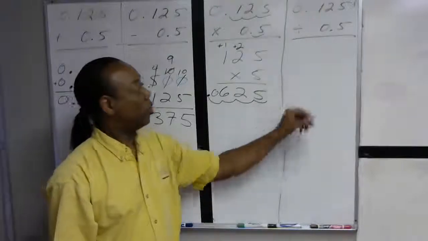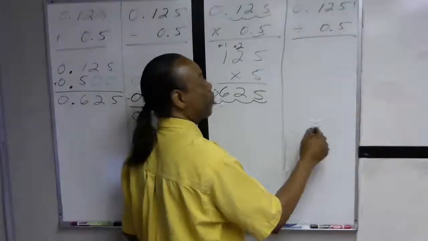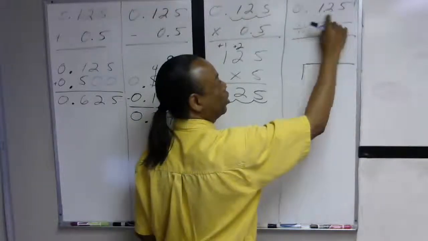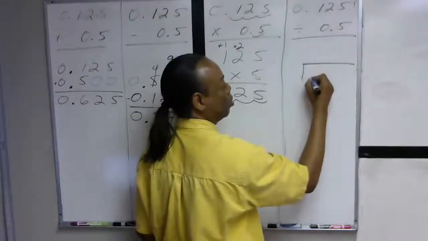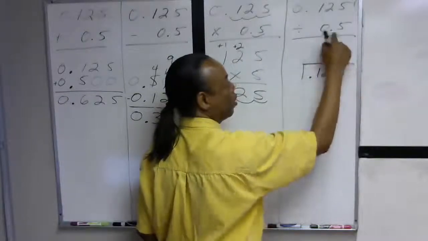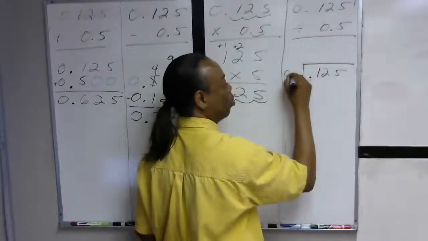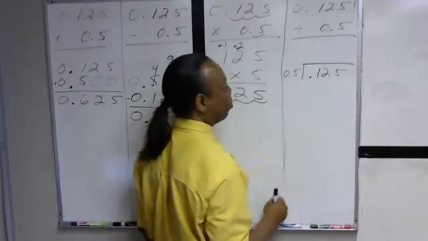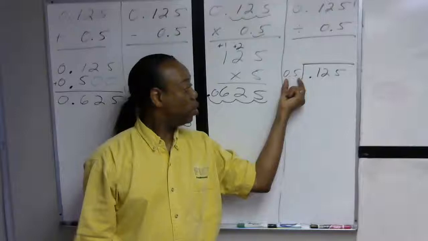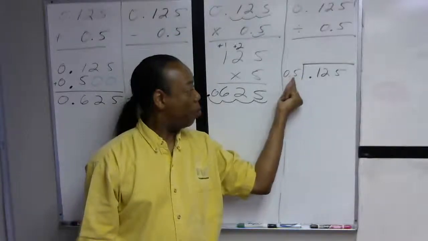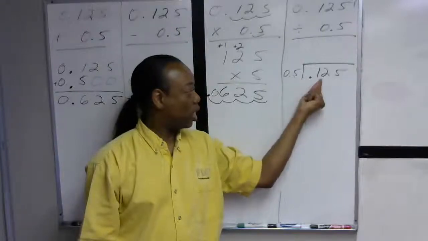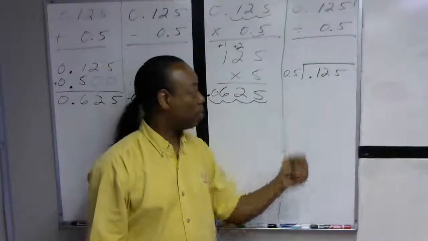Okay, division. Division, we're basically going to flip. This number right here is going to go second, 0.125. And this number now is going to go first, 0.5. Okay. Now, what's important is that this becomes a whole number. So we're going to move the decimal over 1 time to make it a whole number. But whatever we do on the outside, we also do on the inside. So this decimal is also going to move 1 time.